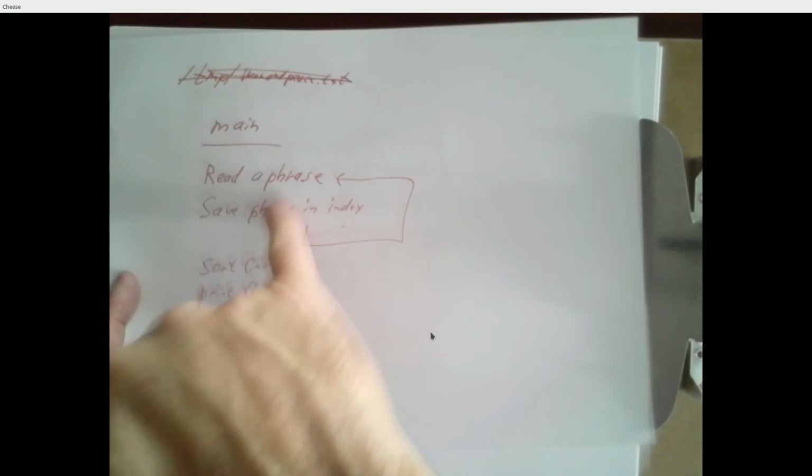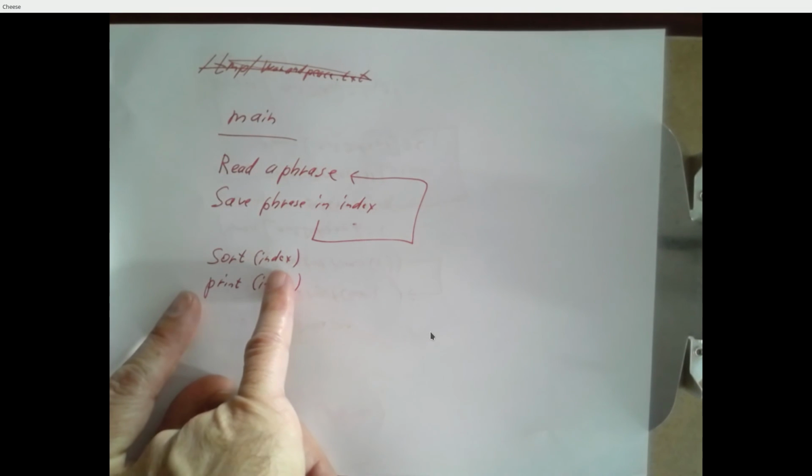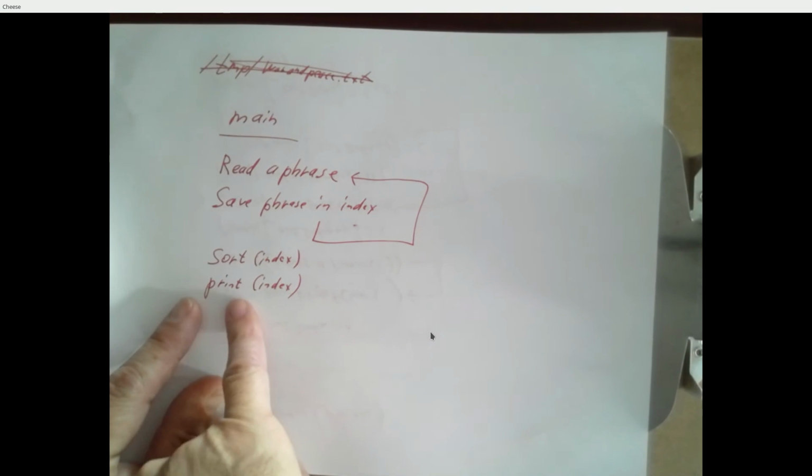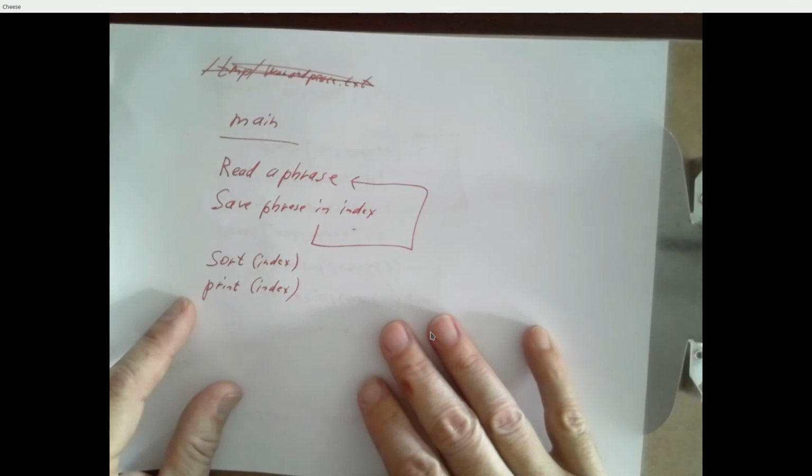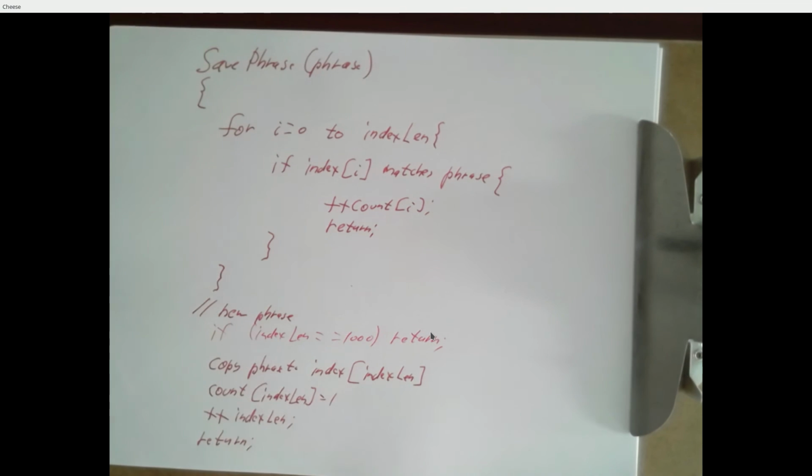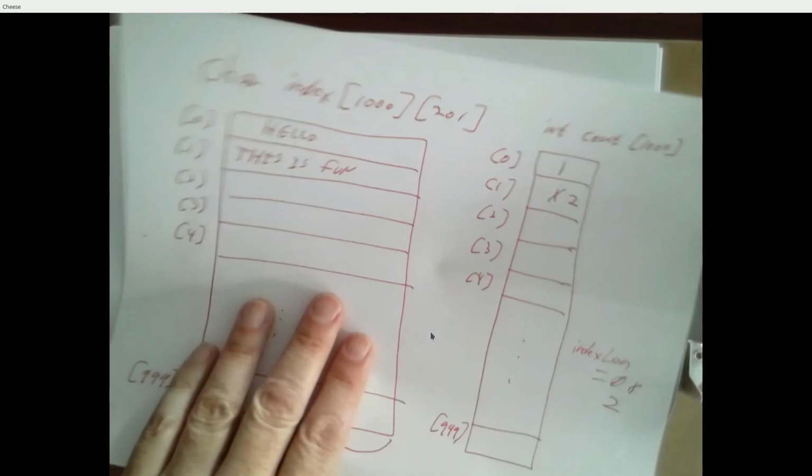So you know how to read a phrase, save a phrase. We'll talk Monday about sorting. We can just use a bubble sort, right? And printing is just a for loop. Just go through, print each element from your index and each count.